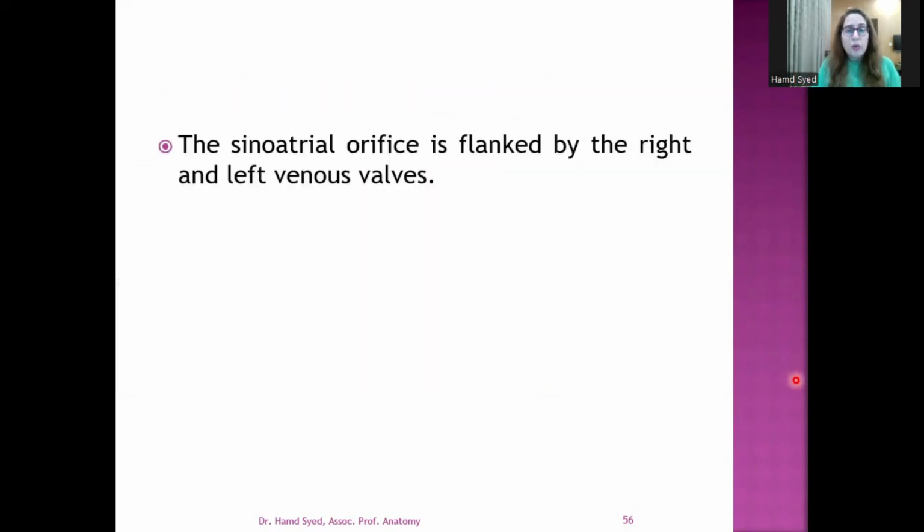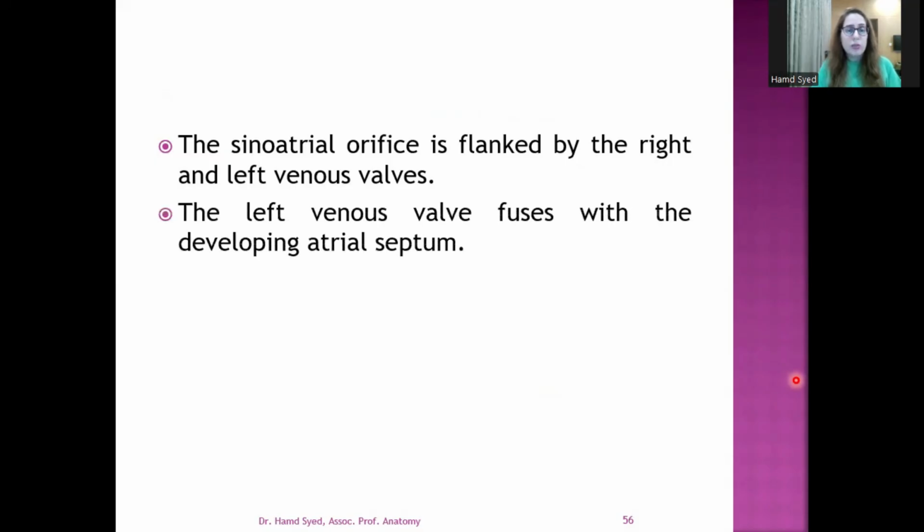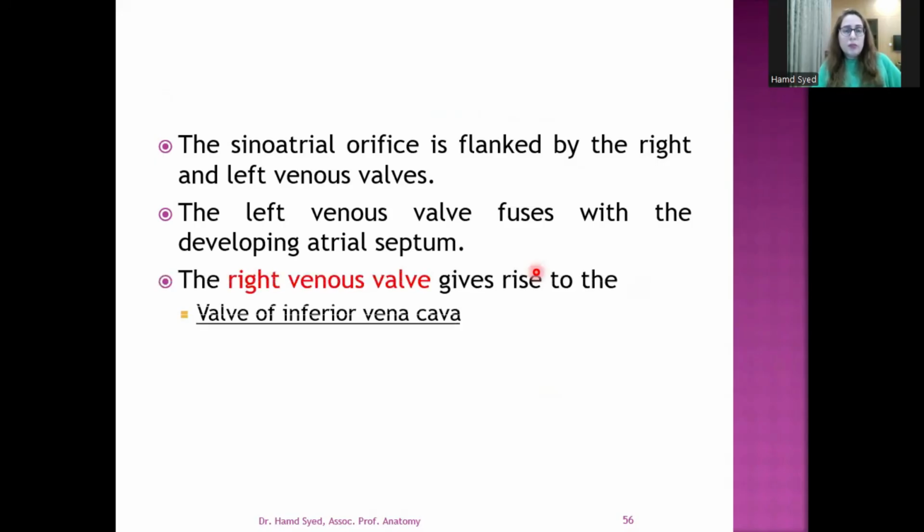So the sinoatrial orifice is flanked by right and left venous valves. The left venous valve fuses with the developing atrial septum, and the right venous valve gives rise to the valve of inferior vena cava and the valve of coronary sinus.